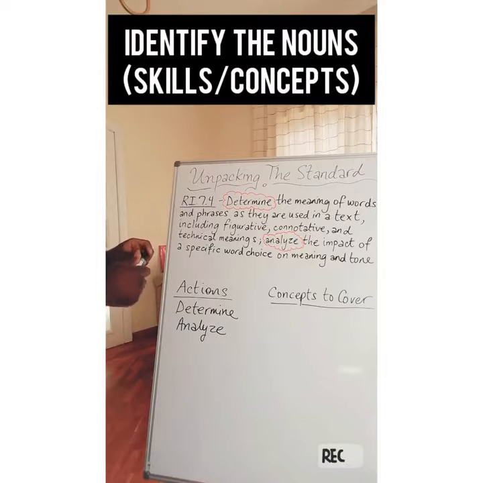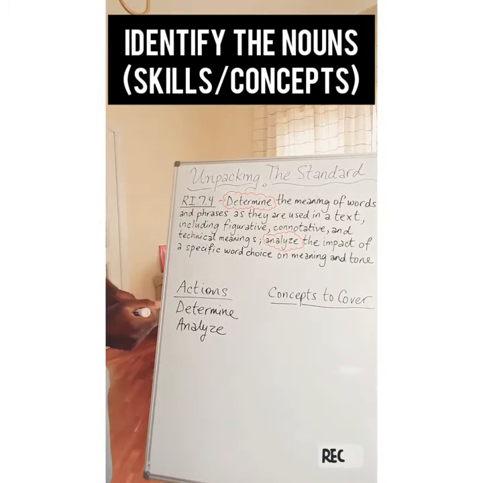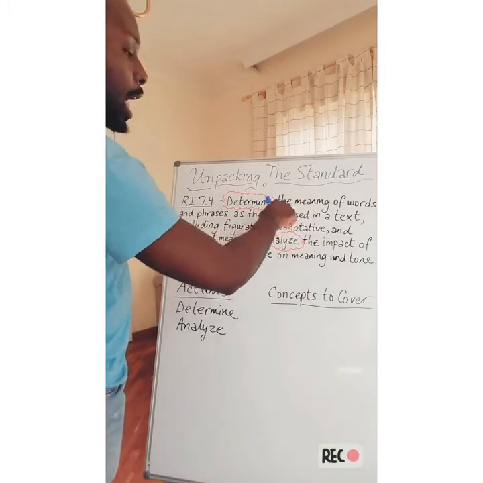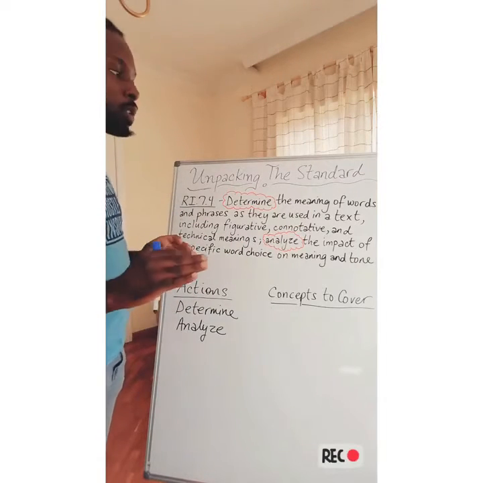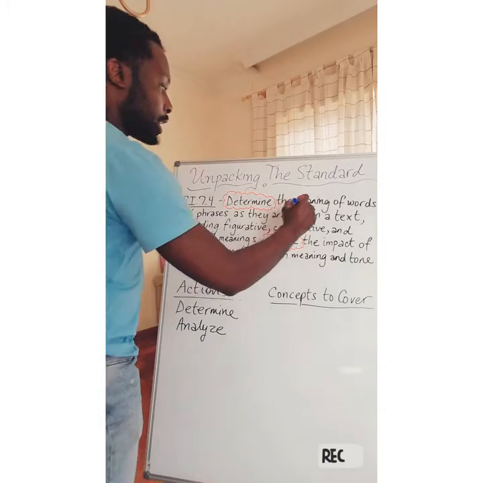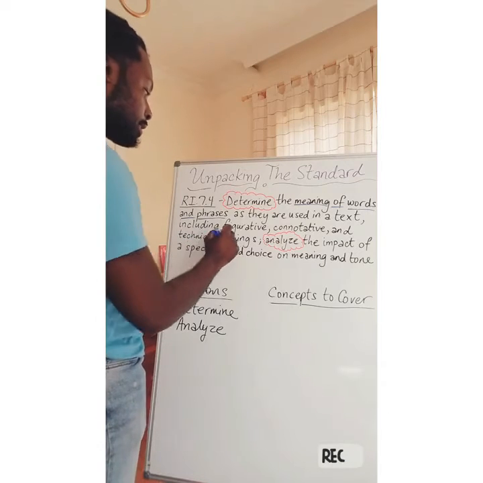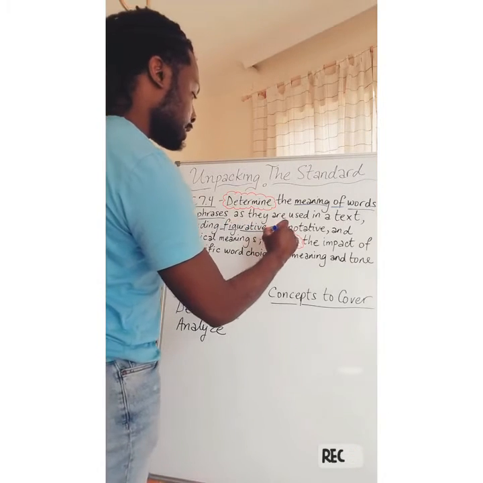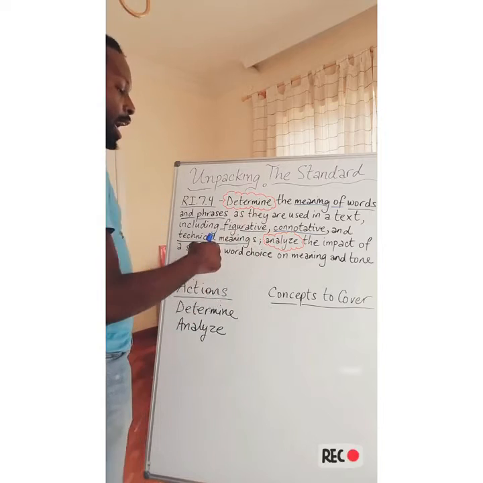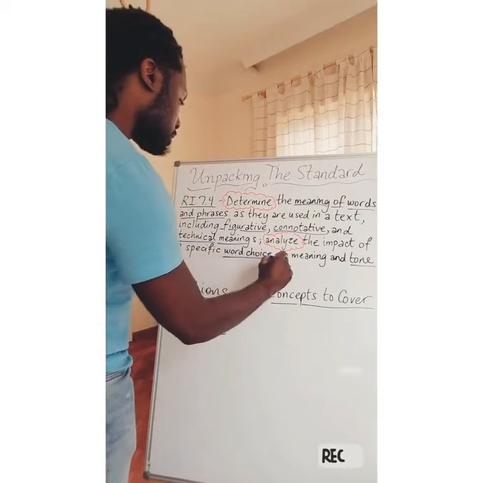Now, the next thing is to identify the actual concepts that students should know or are going to learn in this standard. So I'm going to go ahead and use a blue marker to underline any concepts, skills that they should know. So the first concept I see are here with meaning of words and phrases, right? I also see figurative, connotative, and technical meanings. Those are three different concepts. I also see tone, also word choice.